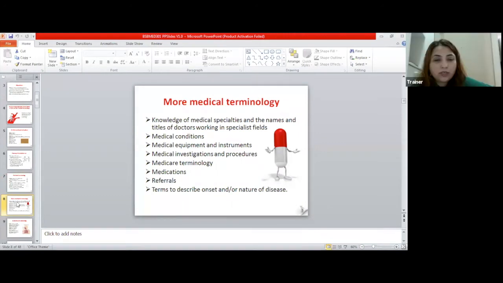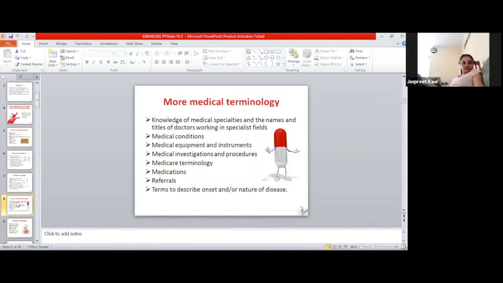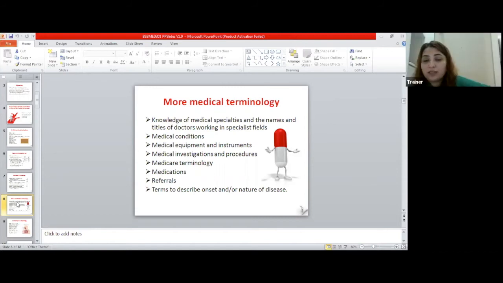Next one. More medical terminology: knowledge of medical specialties, and the names and titles of doctors working in specialist fields. Remember we spoke about this? Dermatology is to do with skin, and skin is called the integumentary system. This is just a refresher of healthy body systems, what we have already covered.